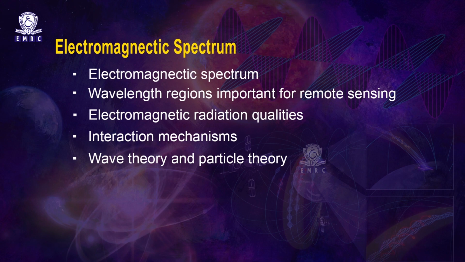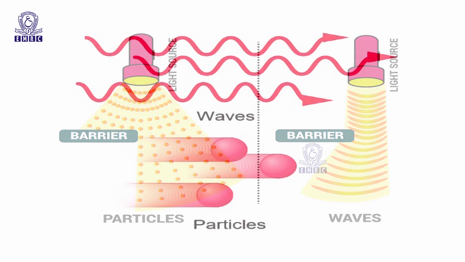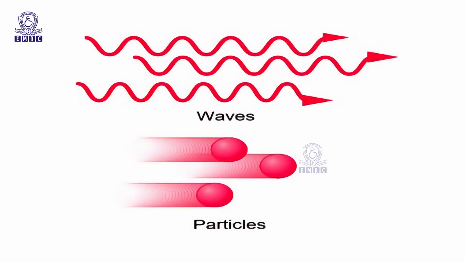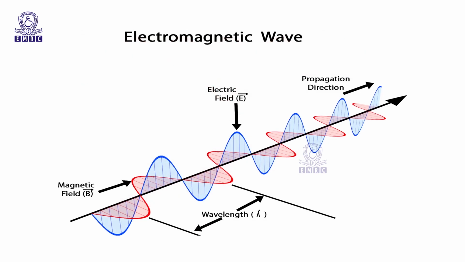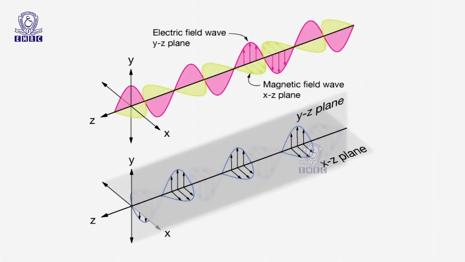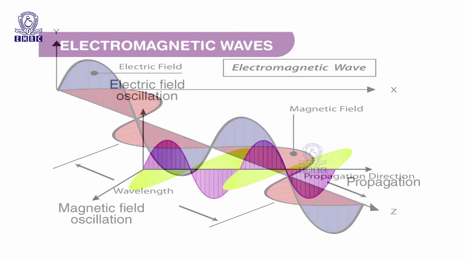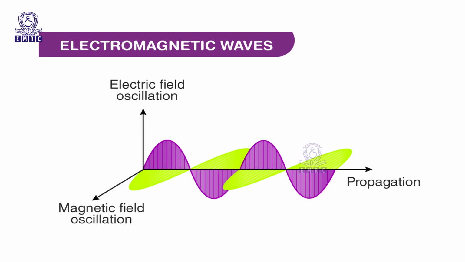Wave theory and particle theory. Light can exhibit both wave and particle behavior at the same time. Much of the time, light behaves like a wave. Light waves are also called electromagnetic waves because they are made of electric and magnetic fields. Electromagnetic fields oscillate perpendicular to the direction of wave travel and perpendicular to each other. Light waves are known as transverse waves as they oscillate in a direction transverse to the direction of wave travel.